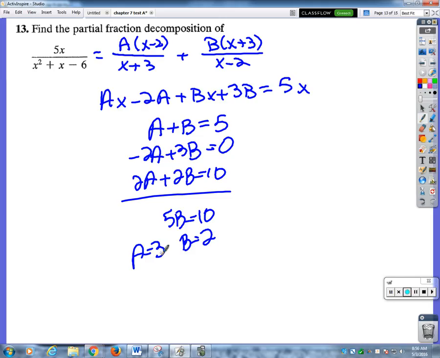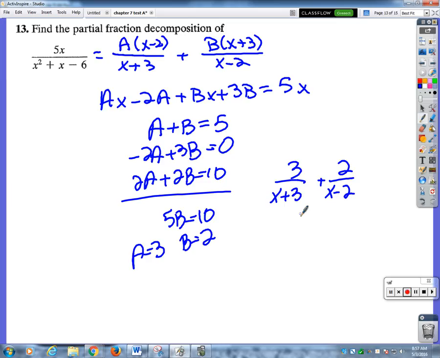So that there's no confusion, what you should write as your answer is 3 over x plus 3 plus 2 over x minus 2. And then I will know, Shayla, as long as you have the 2 over the x minus 2 and the 3 over the x plus 3, you got it right, even if it's switched around.